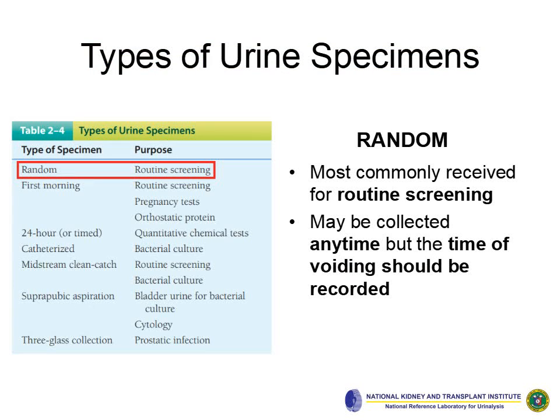There are several types of urine specimens for specific purposes. The random specimen is the most commonly received for routine screening. This is collected anytime, and the time of collection must be noted.